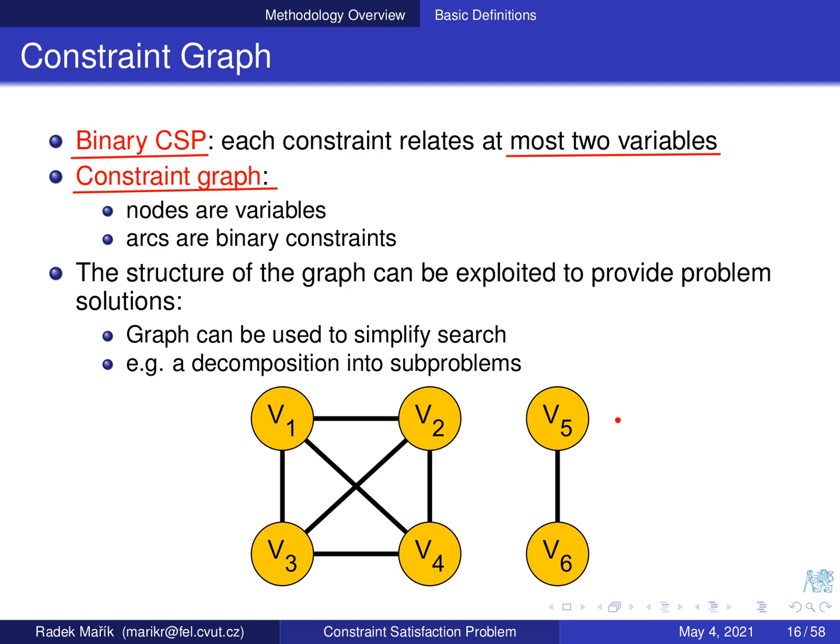Why is it important to have such a representation? Because if you analyze the structure of such a graph, that structure can help you to find the solution efficiently. For example, as you can see here, this separation means that this problem can be divided into two subproblems, and they can be solved independently. In other words, such a graph can be used to simplify the search for the solution.